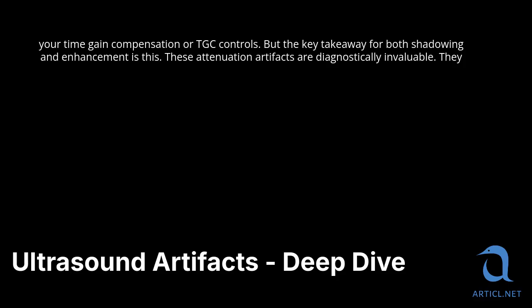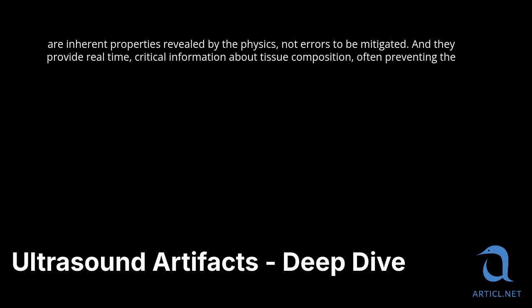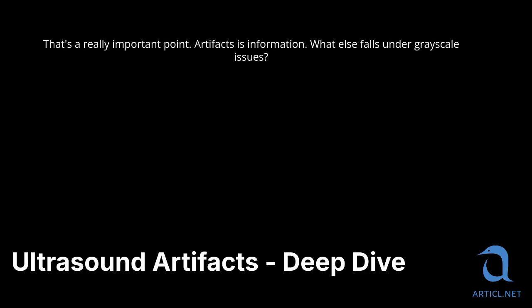These attenuation artifacts are diagnostically invaluable. They are inherent properties revealed by the physics, not errors to be mitigated, and they provide real-time critical information about tissue composition, often preventing the need for further, more expensive imaging studies. That's a really important point, artifacts as information. What else falls under grayscale issues?